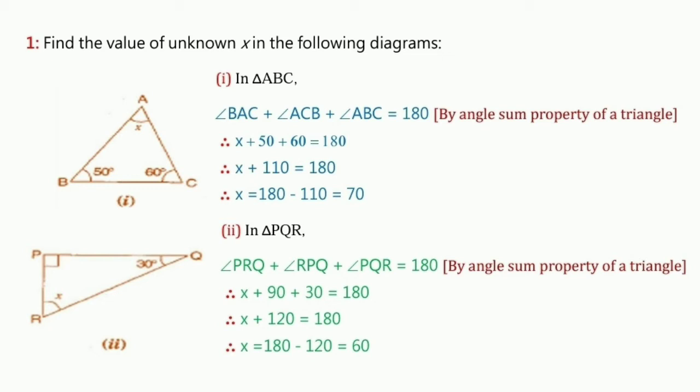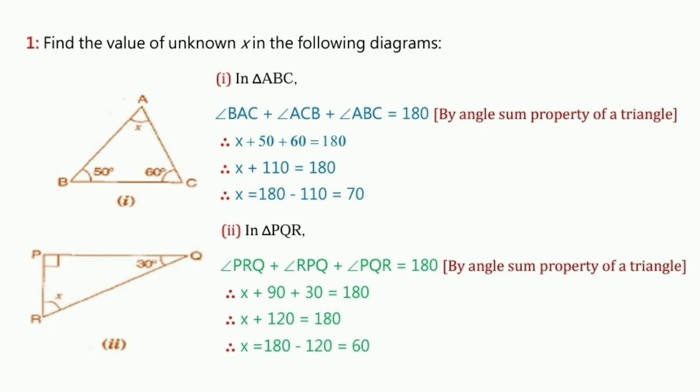Now in triangle ABC, angle BAC plus angle ACB plus angle ABC is equal to 180. What is the reason? That is by angle sum property of a triangle. Therefore, x plus 50 plus 60 is equal to 180. Therefore, x plus 110 is equal to 180. Therefore, x is equal to 180 minus 110 is equal to 70. It means the value of x is equal to 70.